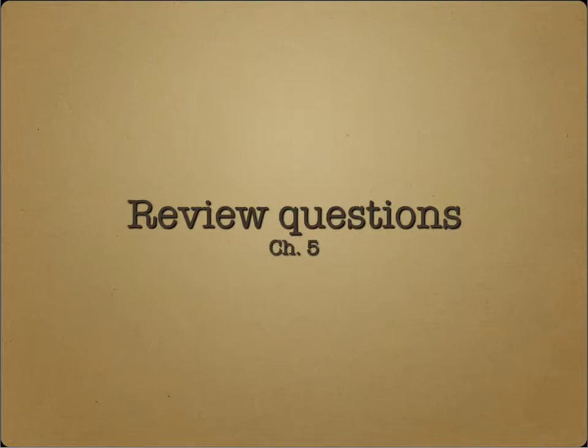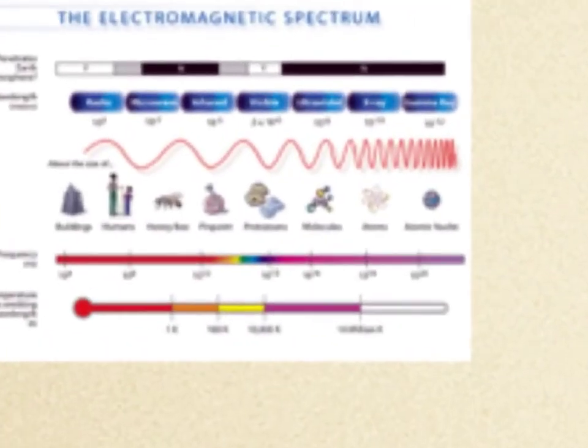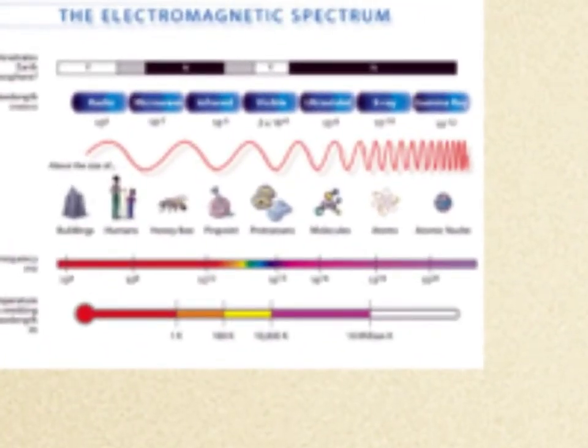Okay, so I'm going to make a quick tutorial on the review from Chapter 5. I'll first start out with electromagnetic radiation. So electromagnetic radiation is important to know for the test. So see here as we pull this up, it's pretty blurry, but it has everything we need.